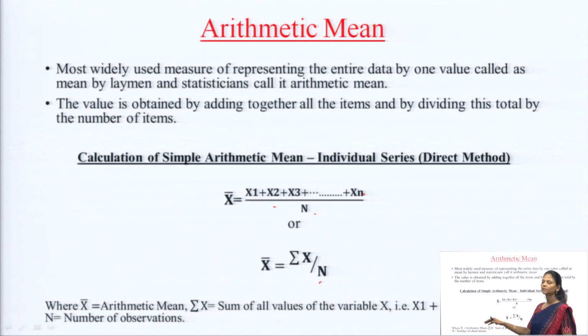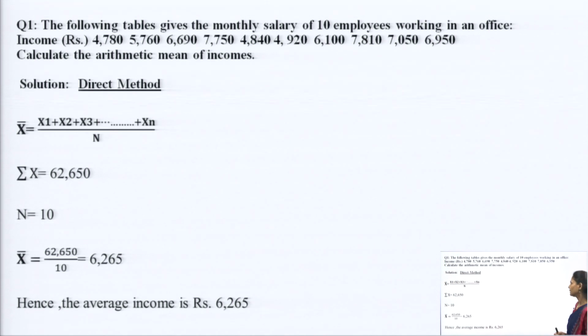The arithmetic mean is represented by x bar. Summation x is the sum of all the values of the variable in the numerator, and n is the number of observations. For example, the following data gives the monthly salary of 10 employees working in an office. The incomes are given here. We are supposed to calculate the arithmetic mean of the income.